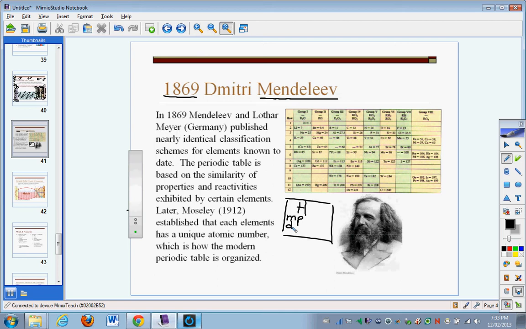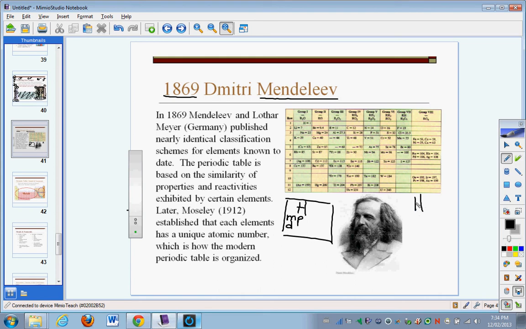So our modern table is arranged based on atomic numbers. But remember, Mendeleev didn't know anything about protons or atomic number at this point. So physical properties, chemical properties, and atomic mass is what he had on each card. After arranging them from lightest to heaviest, he then grouped the cards according to similar physical and chemical properties.